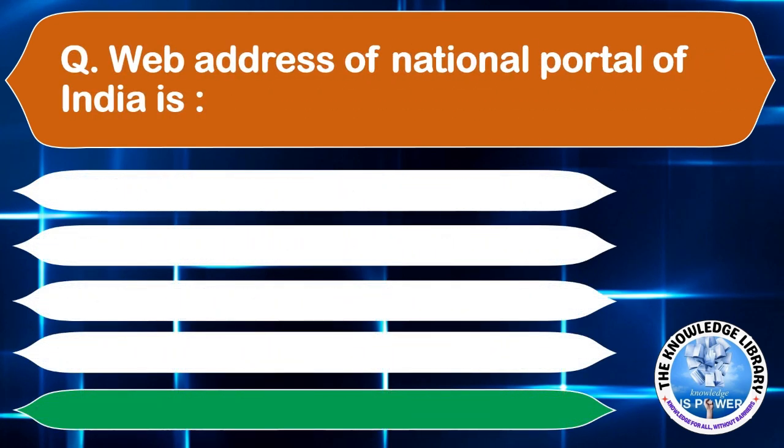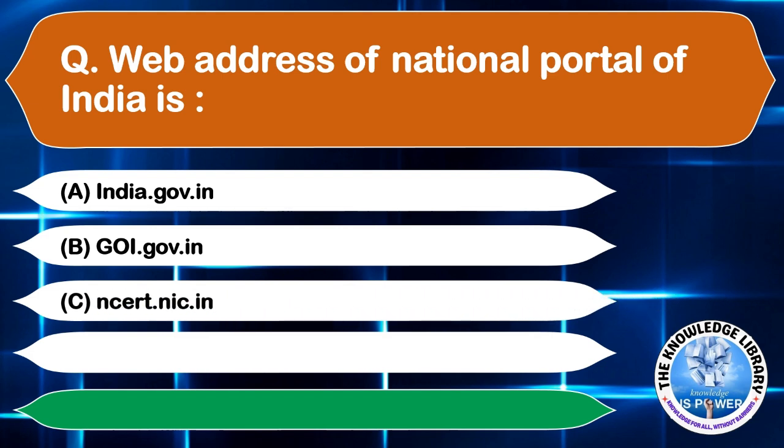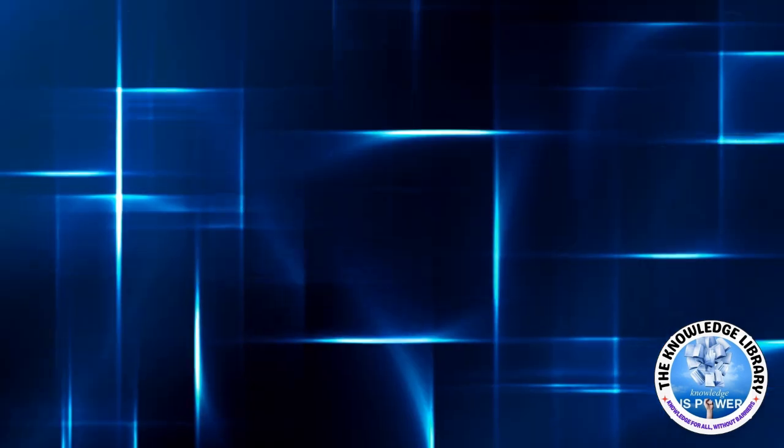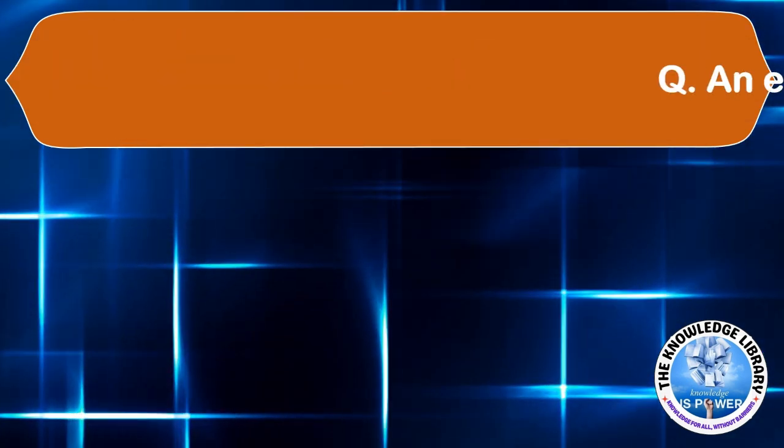The next question is, web address of a national portal of India is option A, india.gov.in. Option B, goi.government.in. Option C, ncrt.nic.in. Option D, none of the above. The correct answer is option A, india.gov.in.